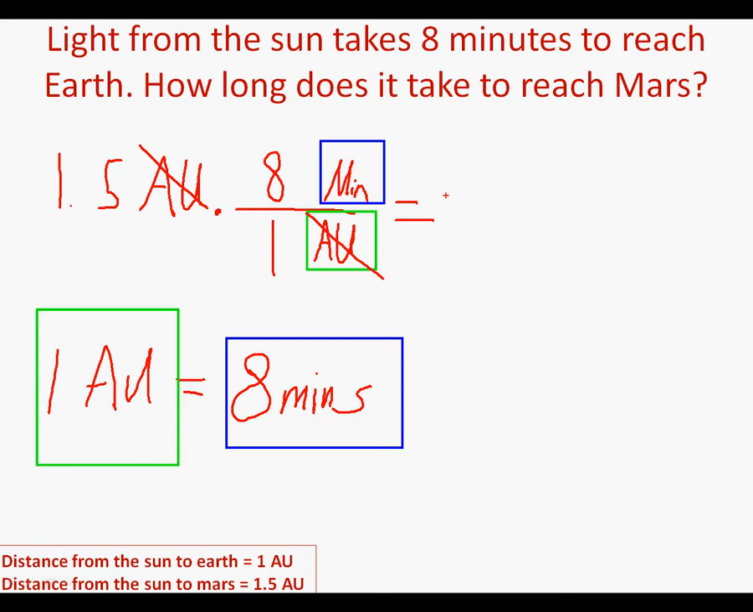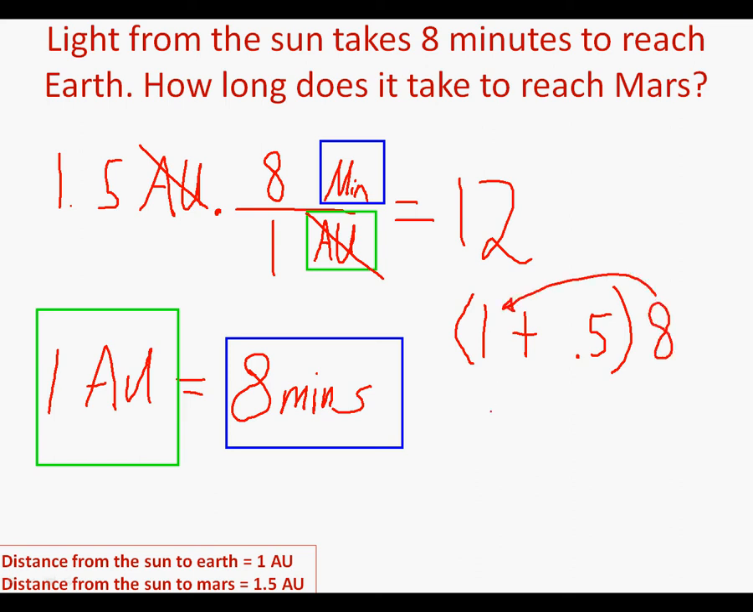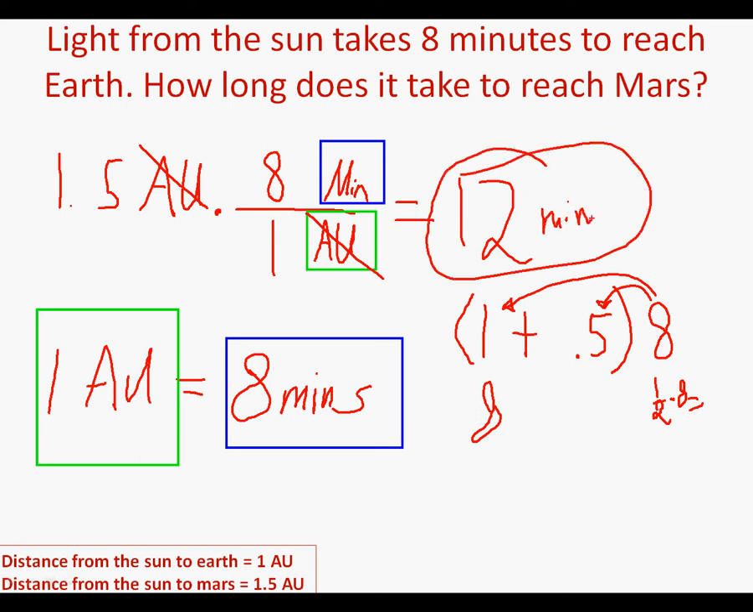So 1.5 times 8 ends up being 12. Why? Because you could actually separate that in your head like this: 1 plus 0.5 times 8, and 8 times 1 is 8. 8 times 0.5, which is the same thing as 1/2, 1/2 times 8, ends up being 4. So 8 plus 4 ends up being 12. That's how you would do it in your head if you wanted to. But anyway, this is your answer, 12 minutes. Okay.